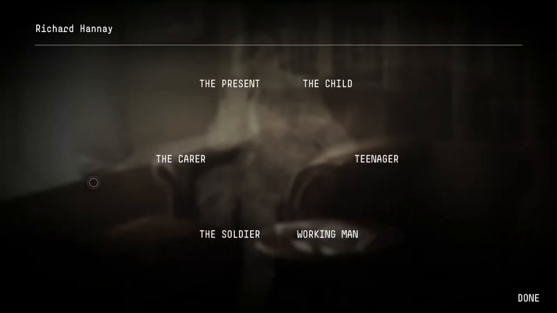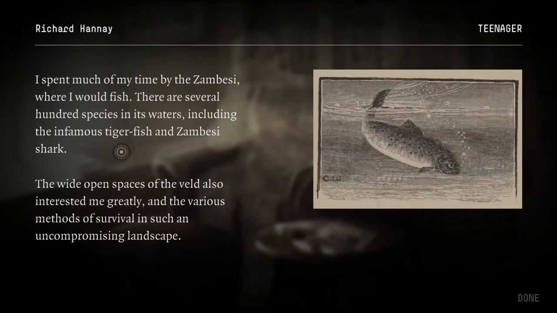Teenager. I spent much of my time by the Zambesi, where I would fish. There are several hundred species in its waters, including the infamous tigerfish and the Zambesi shark. The wide open space of veld also interested me greatly, and the various methods of survival in such an uncompromising landscape.